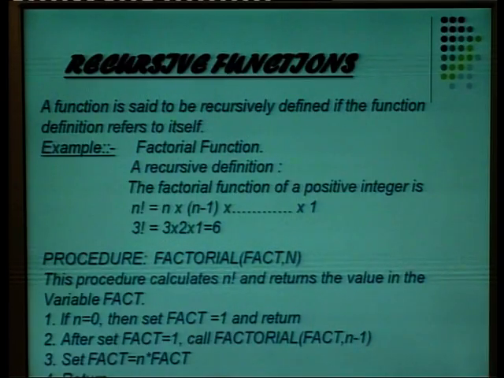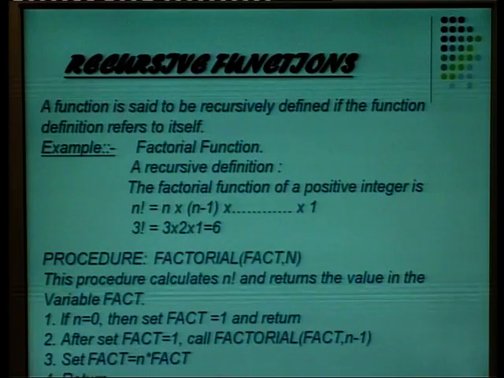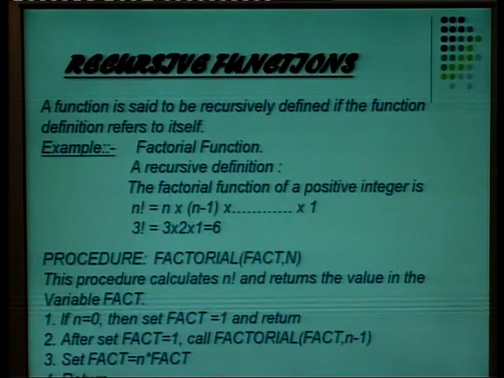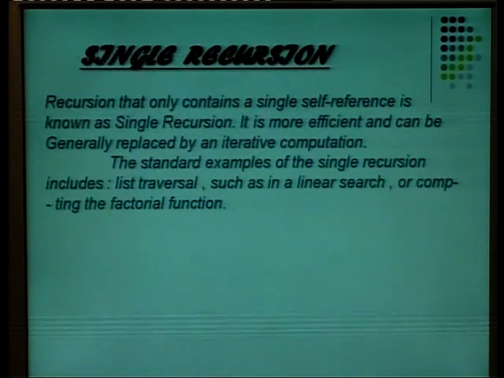If set fact 1 equal to 1, call factorial fact is equal to fact n minus 1, set fact is equal to fact n into fact and return. This is a factorial recursive function to find the factorial of a number.